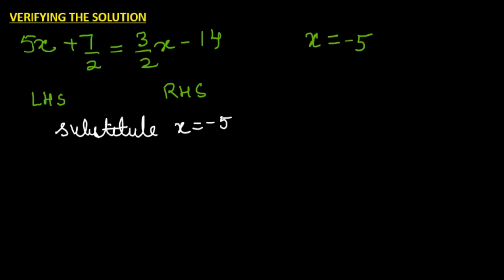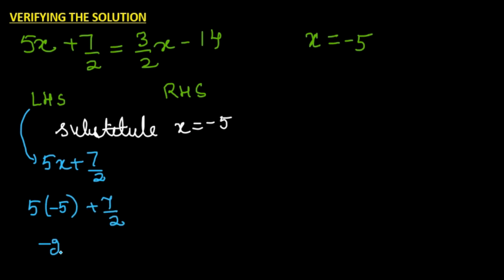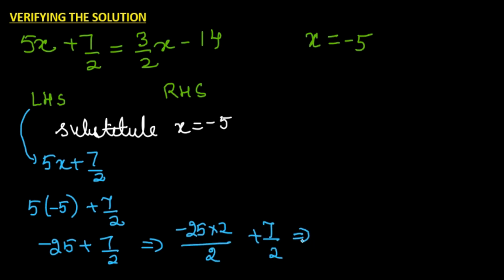So on the left hand side we have 5x plus 7 by 2. We'll substitute x as negative 5. So 5 into negative 5 plus 7 by 2 gives you negative 25 plus 7 by 2, which gives us, we will multiply 25 and also divide it by 2 to get the same denominator. And what do we get here? Negative 50 plus 7 whole upon 2, which is negative 43 over 2. So this is our LHS.